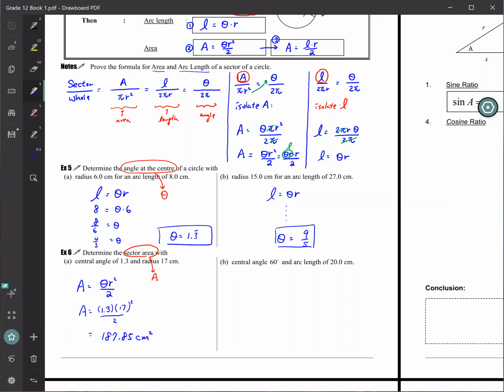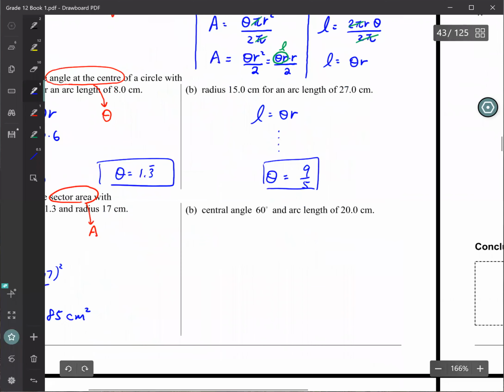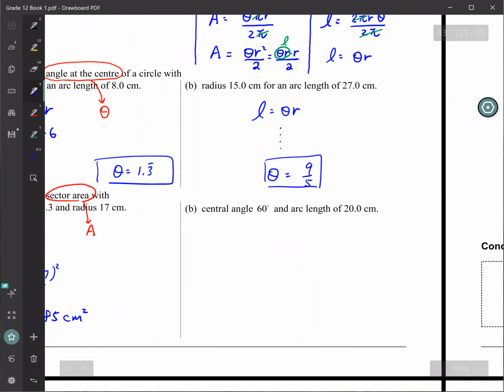Okay, so our first part is to find radius, right? Yeah, Eric? We need to switch 60° to radian. Yes, very good. Okay, let's do that first, okay? Because to use the angle, we have to put it in radian. Okay, so let's circle that.